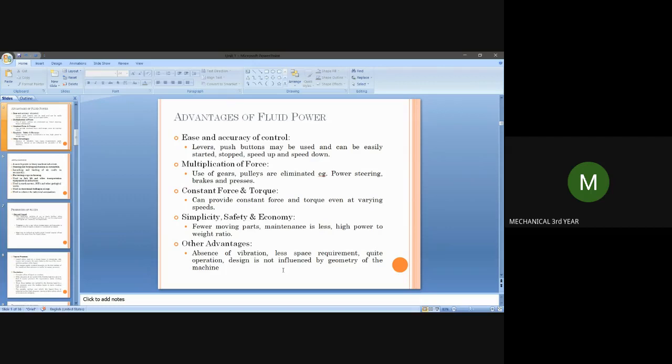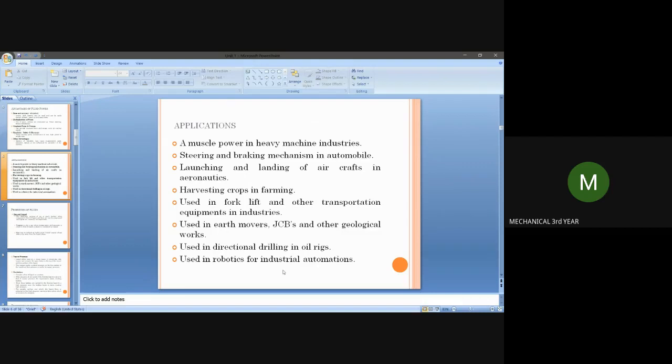And coming to the next topic, the application. Application means where all we are going to use hydraulics and pneumatic systems. It extends its routes in almost every direction. Even in a small industry, for opening a shutter, we go for a hydraulic system. So see how hydraulics and pneumatics have dominated their place in the current era. Coming to the application, muscle power in heavy machines and industry. It acts as muscle power, which is very helpful in the case of machines in heavy industries.